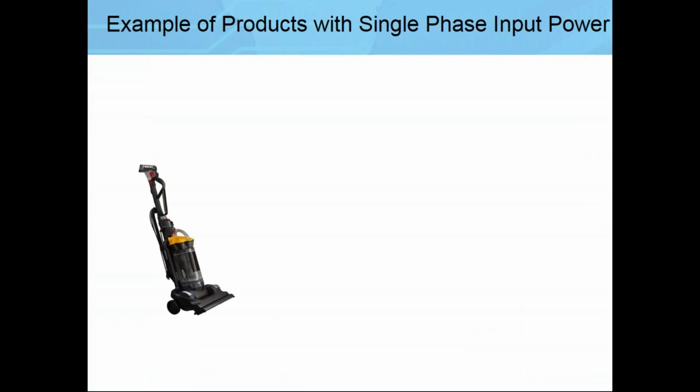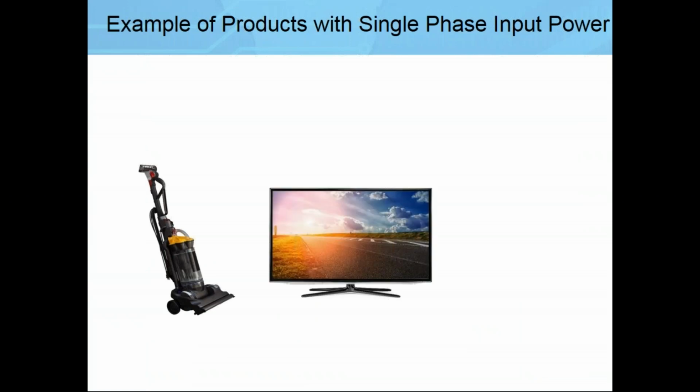As I mentioned earlier, some of the products that you may see that have a single phase input requirement could be a vacuum, your TV, and also some single phase motors. Again, we're trying to power up these devices. They require line to neutral voltages of either 120, 240, or 230 volts, and providing this voltage differential between those two pins allows these products to power on.